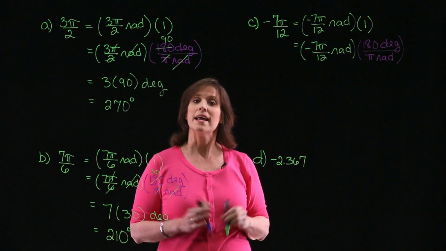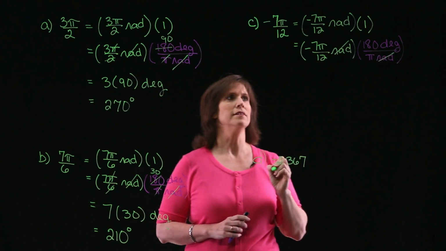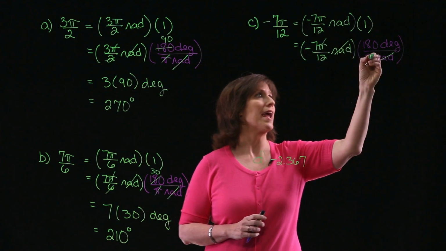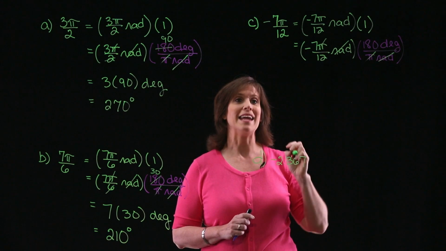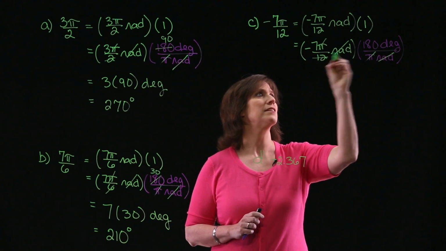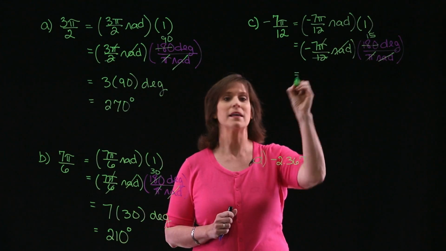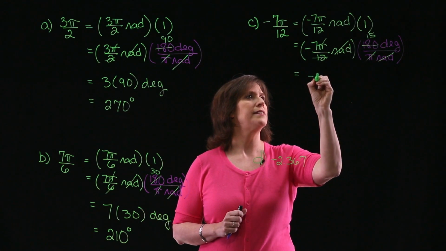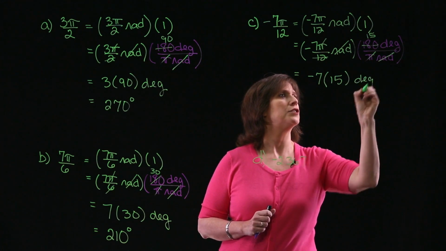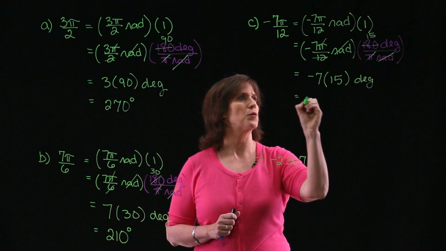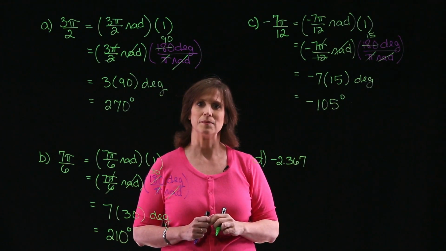All right, as happened with the other problems, my units of radians cancel. I have a pi in the numerator and the denominator that will cancel. And 12 goes into 180 15 times. So I can cancel out the 12 and it goes in there 15 times. Right, so what am I left with? Well, I've got a negative 7 times 15 degrees. This is going to be minus 105 degrees.